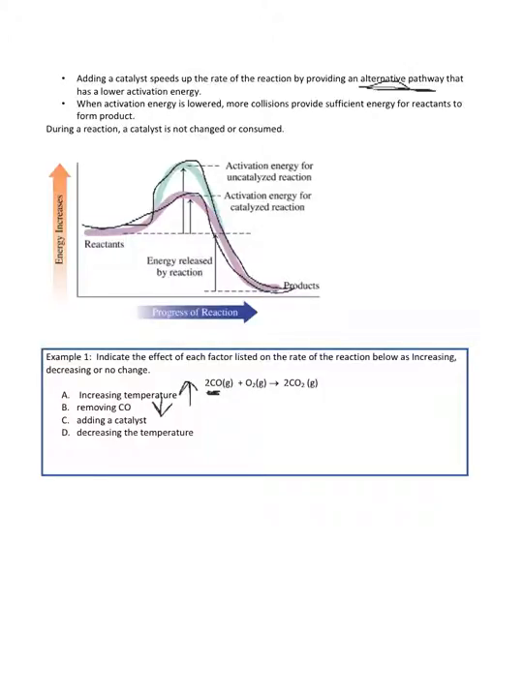Okay, how about adding a catalyst? A catalyst is something we just talked about. A catalyst is something that decreases the activation energy, which enables the reaction to go faster. So adding a catalyst would increase the rate of the reaction. Okay. How about decreasing the temperature? If increasing the temperature makes the molecules move faster and the reaction go faster, then wouldn't decreasing the temperature make the molecules move slower and therefore the reaction go slower? So decreasing the temperature decreases the rate of reaction.